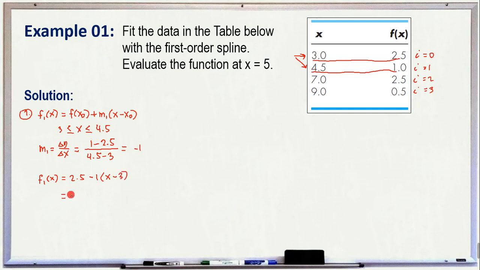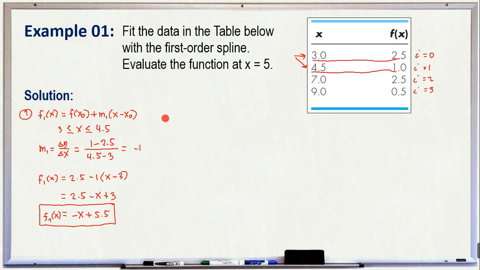Simplifying further, we have 2.5 minus x plus 3. That is negative x plus, pila man eh? 5.5. Okay? So this is our first linear spline equation. Muna siya ang equation or function nga nagrepresent sa ato ang first interval.